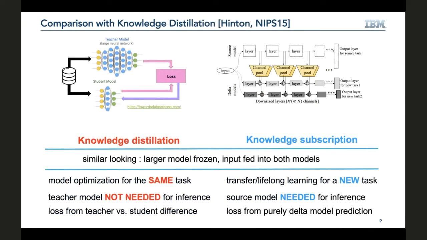So this page is really to make the idea very crisp, by comparing it against knowledge distillation. On the left side, we have the knowledge distillation technique. On the right side, we have the SNOW technique, or knowledge subscription. In knowledge distillation, we capture the essence of a teacher model and then transfer it to the student model. But once the distillation process is over, we don't need the teacher anymore because the student has learned everything. It knows everything. It can produce output by itself.